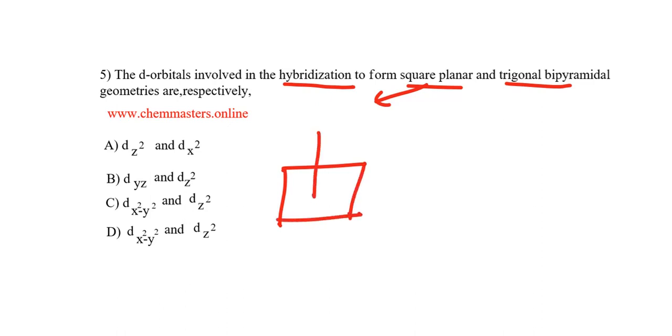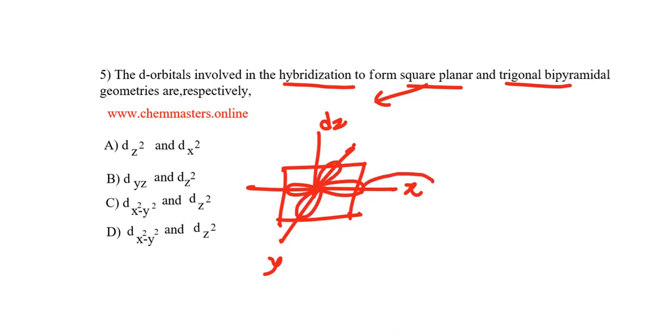Consider the z axis, that is the d orbital along the z axis. Here we have the x axis, and here the y axis. So here are the d orbitals along x and y, and the ligands approach along x and y to make hybridization.